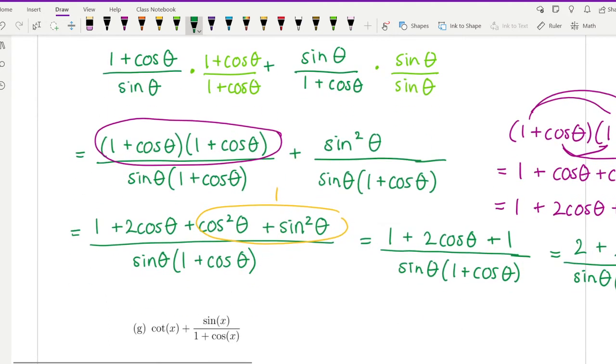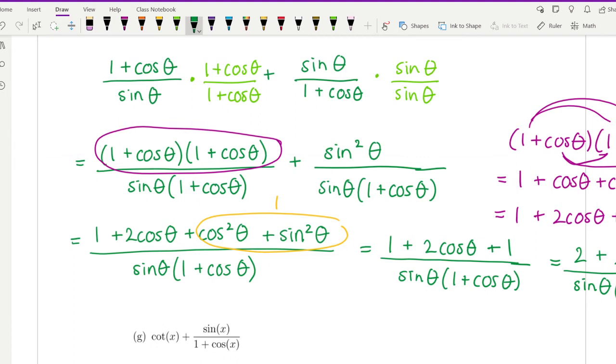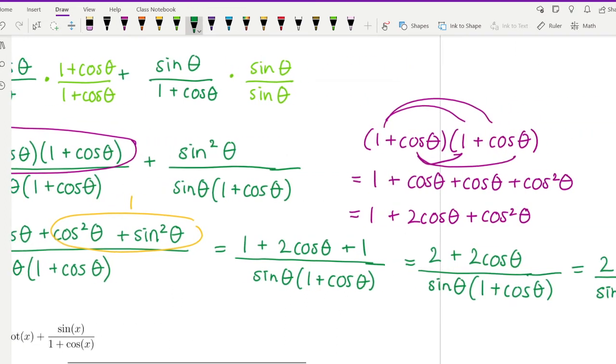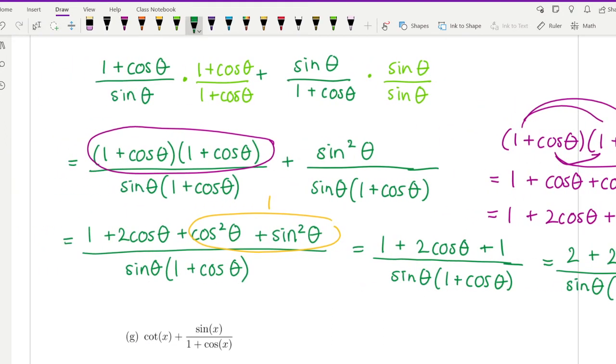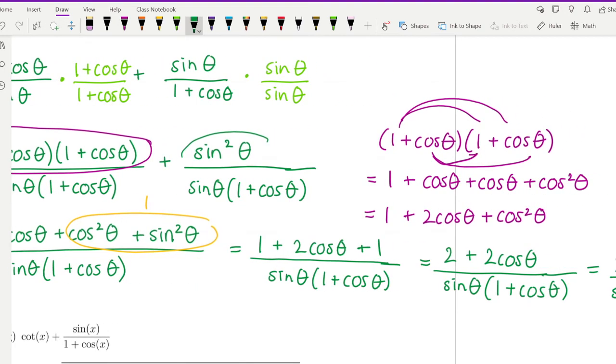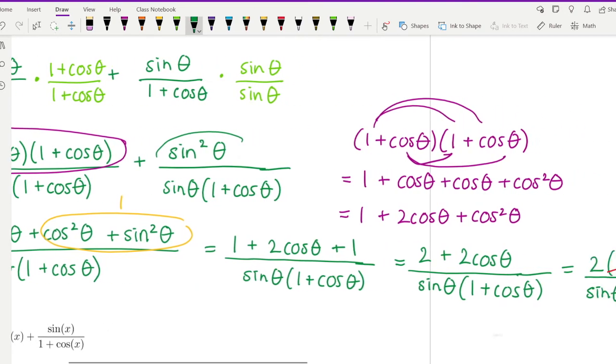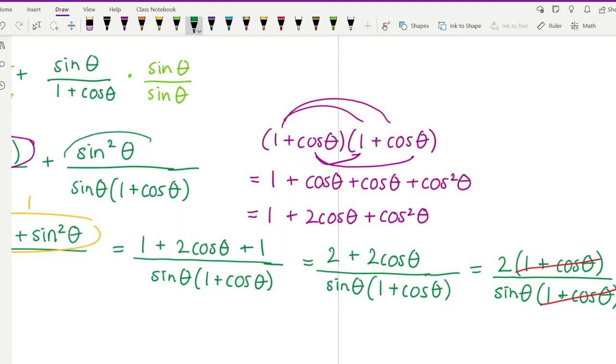Once we had our common denominator, we had to multiply out, we had to FOIL this numerator, right? 1 plus cosine of theta times 1 plus cosine of theta. And so we went off and did that to the side. Then we added our two fractions together, and when we added them together, the sine squared of theta that was over here combined with a cosine squared of theta and equaled 1. And so we used a Pythagorean identity. Then we just combined like terms and ended up with 2 plus 2 cosine of theta over sine of theta times 1 plus cosine of theta.